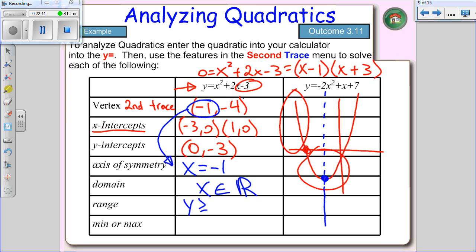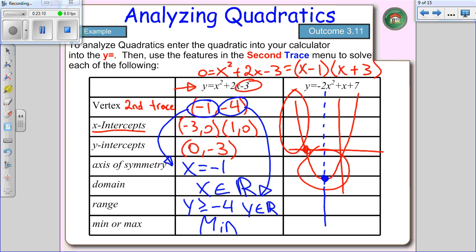And y is an element of the reals. And the very last question says, do we have a min or a max? We have a minimum. Quick review. To find the vertex, you go second trace, and then you calculate either number 3 or number 4, min or max, depending on your question.